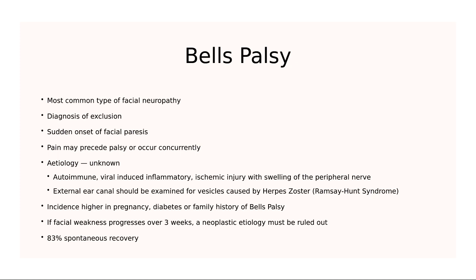The external ear canal should be examined for vesicles because it could be secondary to herpes zoster, which we call Ramsay-Hunt syndrome. The incidence is higher in pregnancy, in diabetes, or with a family history of Bell's palsy. If the facial weakness progresses over 3 weeks, then you have to check for a neoplastic etiology.